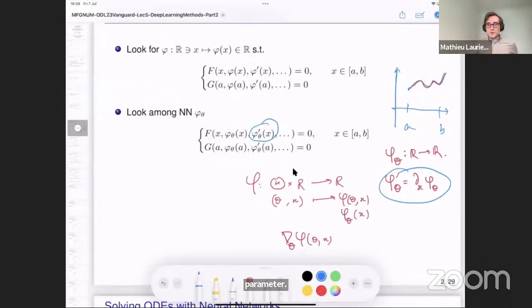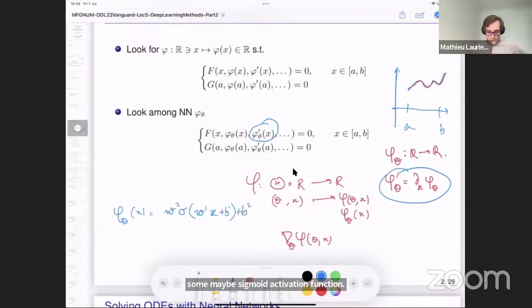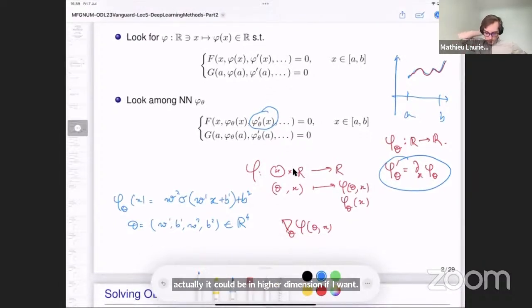But in some sense, from the point of view of TensorFlow, we can do both because the neural network is completely implemented. So let's take a concrete example. Let's imagine that phi theta x is equal to, maybe I take x, I multiply by W1, and I add a bias B1. I use maybe some sigmoid activation function. I multiply by W2, and I add a bias B2. So here, theta is equal to W1, B1, W2, B2, which is in dimension 4, let's say. Well, actually it could be in higher dimension if I want. I could take B1 to be a vector, and then W2 would be the projection to R. But anyway, let's imagine it's in dimension 4.